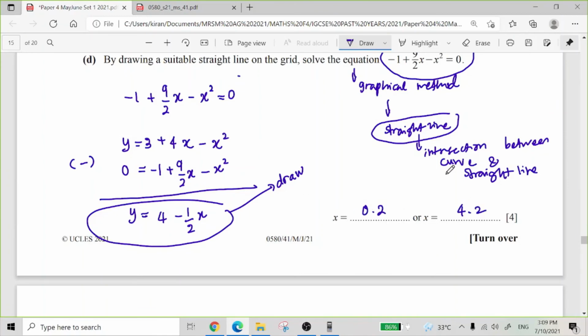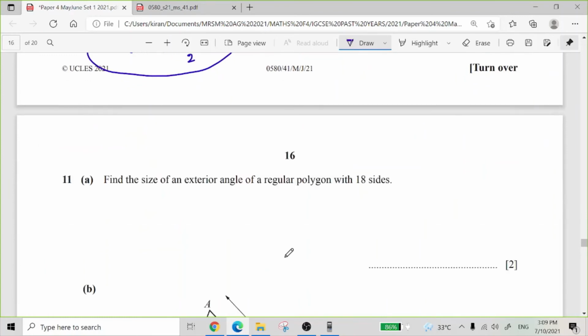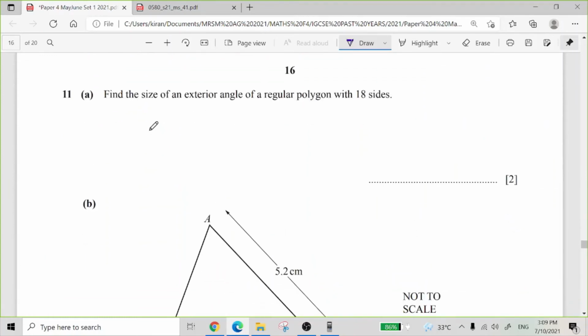Okay, that's question number 10. We go to question number 11. Find the size of an exterior angle of a regular polygon with 18 sides. Exterior means outside. You have to remember this. For a regular polygon, to get the exterior angle, the formula is 360 minus the interior angle.